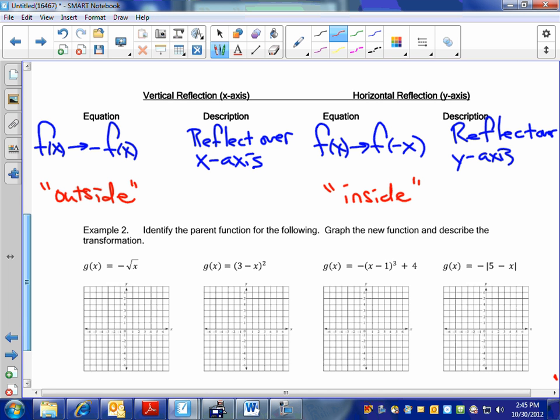Now, horizontal reflections are what get confusing for people. I don't want you to think about it too much. There's only a few cases where it actually switches horizontally. I just don't want to spend a lot of time on that piece. So we'll talk about it.